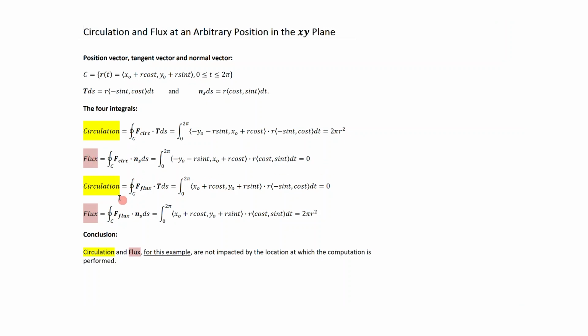If we were to compute the circulation, assuming the field is pure flux form, then we end up with 0. And if we then calculate the flux, assuming the field is pure flux form, we end up with 2 pi r squared. So the general conclusion we can state based on our observations is that the circulation and flux for this particular example, not for all possible cases, since these are linear fields we're dealing with, are not impacted by the location at which the computation is performed.